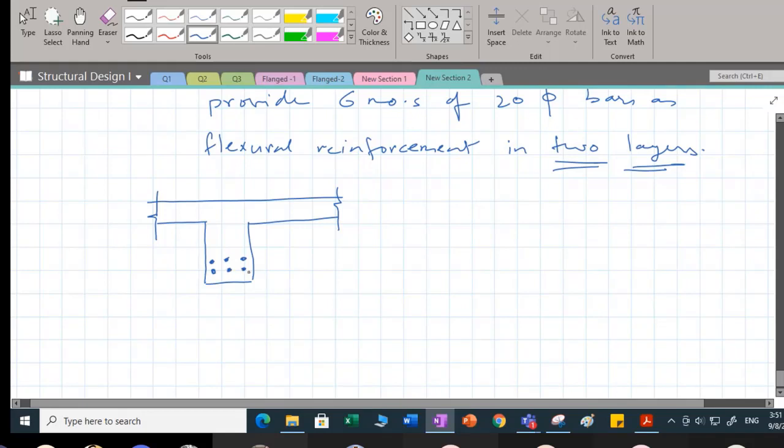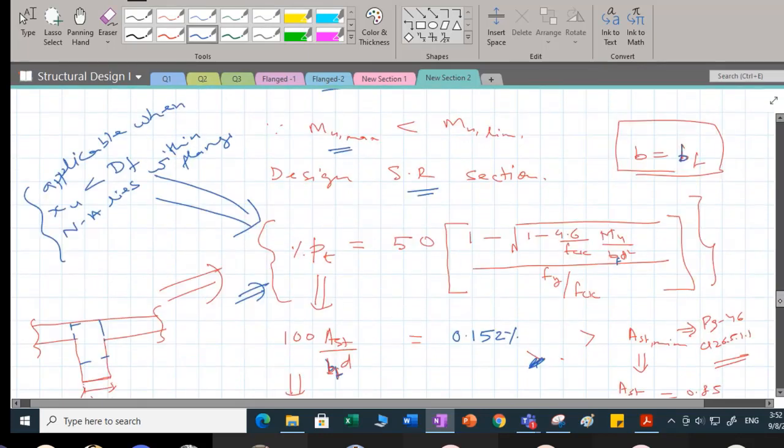So the structural reinforcement thing is done. If there is any question you can ask, else I'll move to the next part of this question. Do you have any question regarding this problem? If there is any question, I would like to clarify. Otherwise, I'll move to the next part of this question.